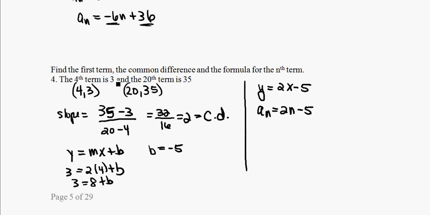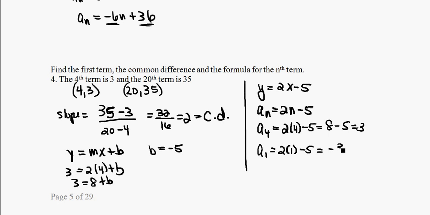Let's plug in 4 and 3. So let's just plug in 4 and hopefully we'll get 3. So a sub 4 is 2 times 4 minus 5, which is 8 minus 5, which is 3. So therefore it worked. So lastly, we need to know what the first term is. Well, the first term, you just plug in 1 into 2n minus 5. So 2 times 1 minus 5 is equal to -3.